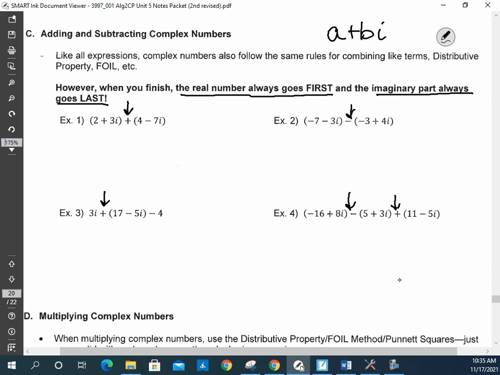So for example 1, 2 plus 3i plus 4 minus 7i. So you're adding. So combine your like terms. 2 plus 4, 3i plus negative 7i. 2 plus 4 gives you 6. 3i plus negative 7i is minus 4i. That's that. Problem's over.